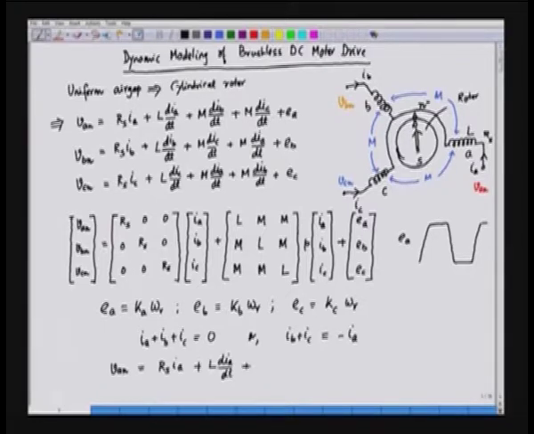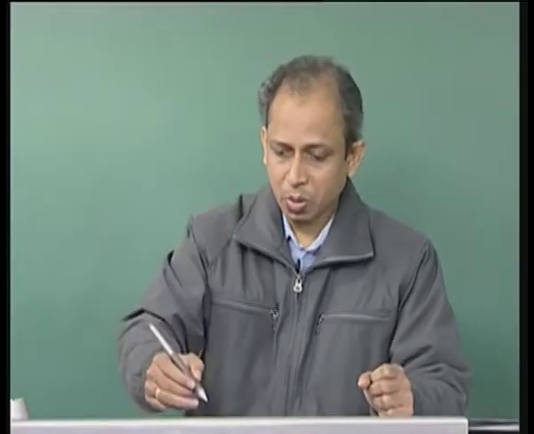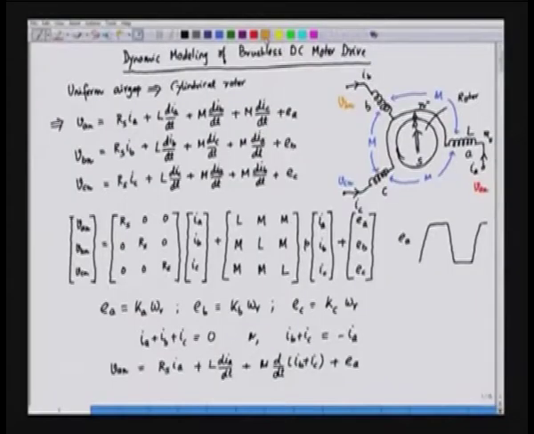We can have here plus M d by dt of IB plus IC plus EA. Now, here we have a term which is d by dt of IB plus IC, and IB plus IC can be replaced by minus IA. So, we will have this, and this we will be replacing by minus IA. If we do that and rewrite this equation, we will have the following equation.